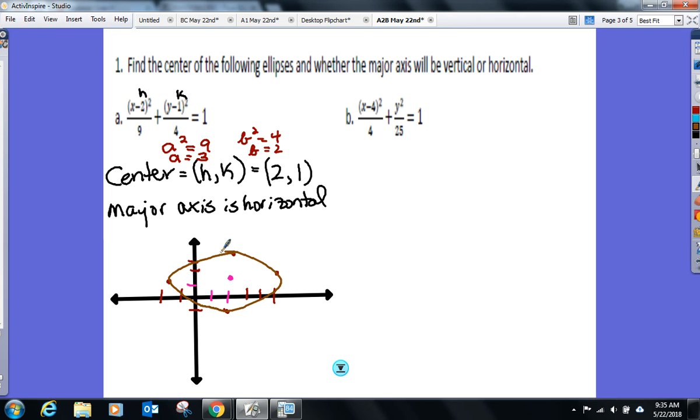So this number in the denominator is pretty powerful. It tells you how many to go to the right or to the left, and how many to go up and down. And where was the wider part? Hey, where was the wider part?